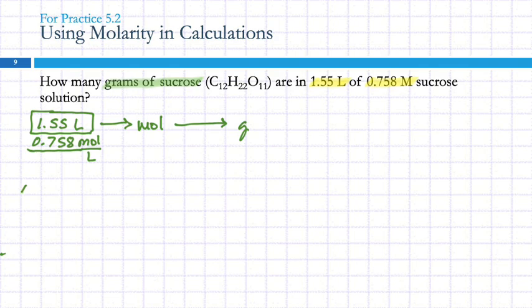So I have 1.55 liters. There's 2 arrows in my path here. So there's 2 fractions in my equation. Liters is going to be down here. Moles is going to be down there.